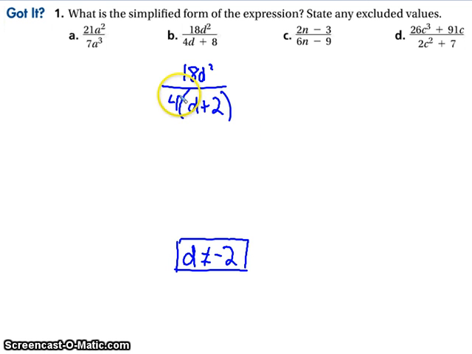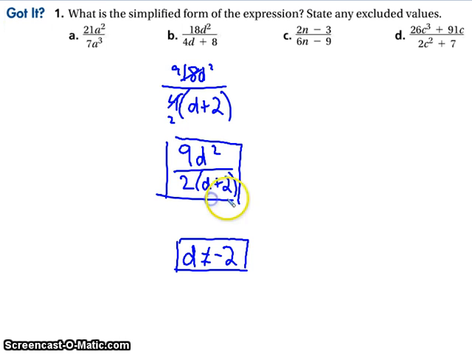Now the only other thing I can do is cancel the 2 out of here and the 2 out of here, and there is my final answer, because I can't do anything else. So that's the solution, that's the excluded value, and I'm done. Try A, C, and D, see what you find.